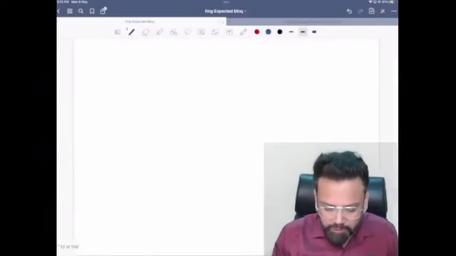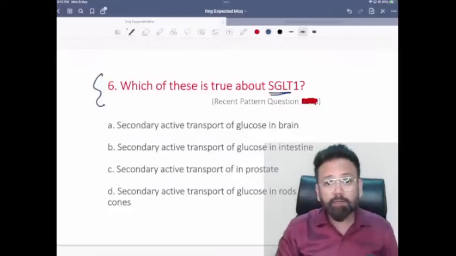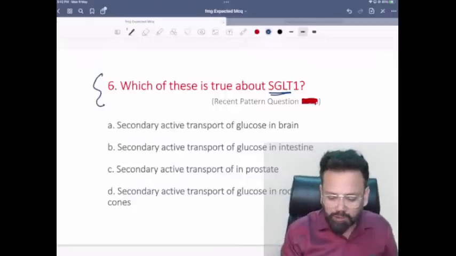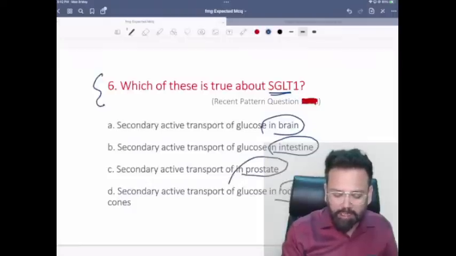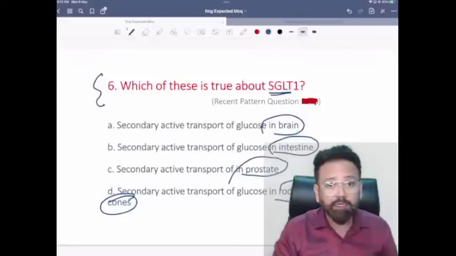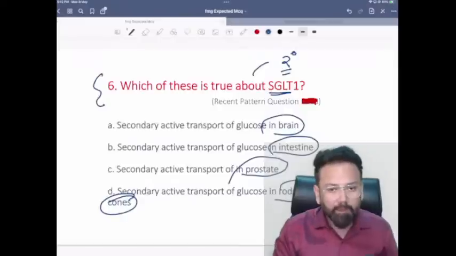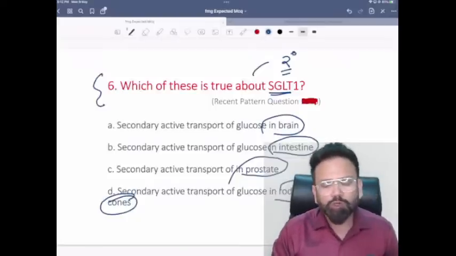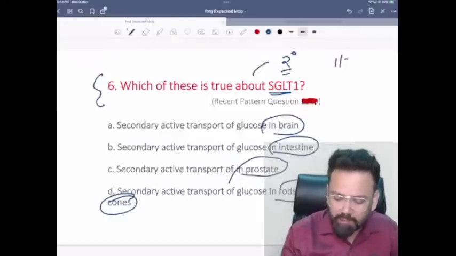Okay. Now the next question, doctor. Which of the following is true about SGLT1? There are two SGLTs, SGLT1 and 2. Secondary active transport of glucose in the brain, in the intestine, in the prostate, or in the rods and cones? Just now we have discussed that SGLT is a type of secondary active transporter. But my question is that SGLT is causing reabsorption of glucose in the brain, in the intestine. See, one question in FMG is for sure regarding GLUT or SGLT. One or two questions are coming every year.